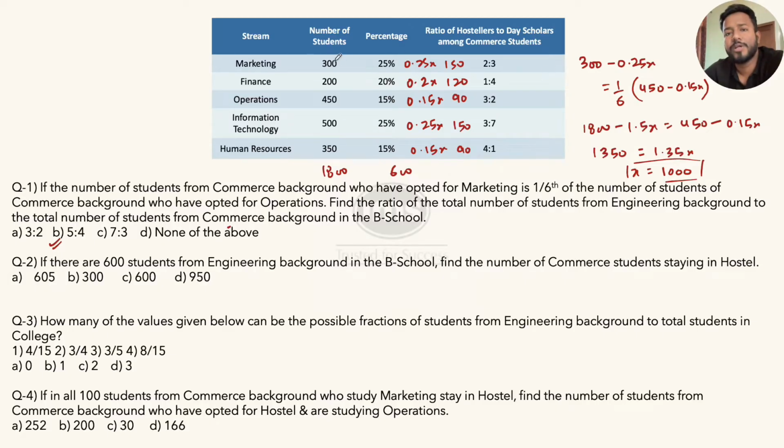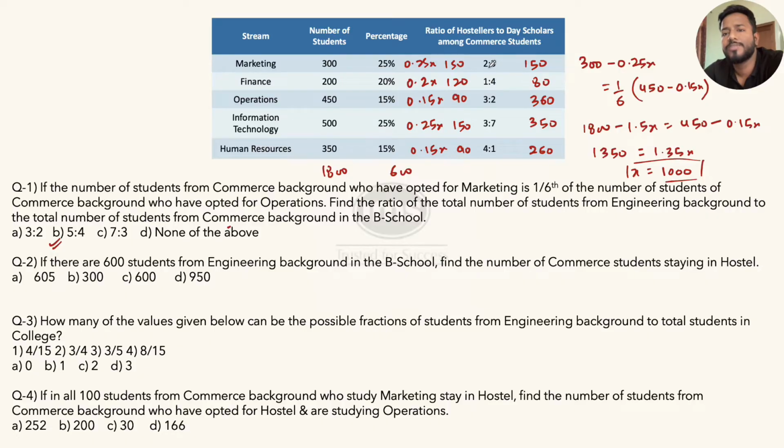Let's subtract them from the total to get the commerce students. So commerce students would be 300 minus 150, that is 150. 200 minus 120, this gives us 80. 450 minus 90, this gives us 360. 500 minus 150, this is 350. Then 350 minus 90, this would give me 260. Right, now let's break these down in this particular ratio.